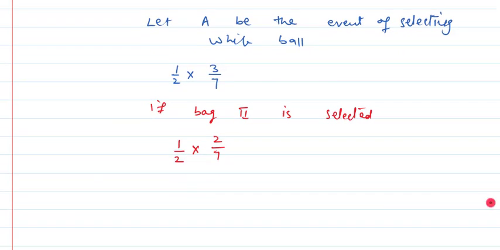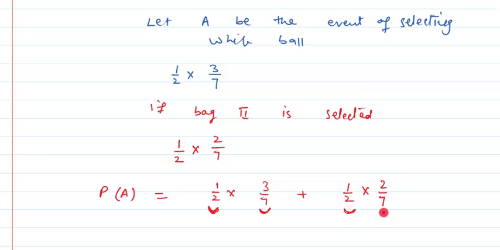So the probability of getting a white ball in the whole process is 1/2 into 3/7 plus 1/2 into 2/7. That means, first, the first bag is selected, then the probability of selecting a white ball from this bag. Second case, if the second bag is selected, then the probability of selecting a white ball from the second bag. In this way, we can find the probability of selecting a white ball in this situation.